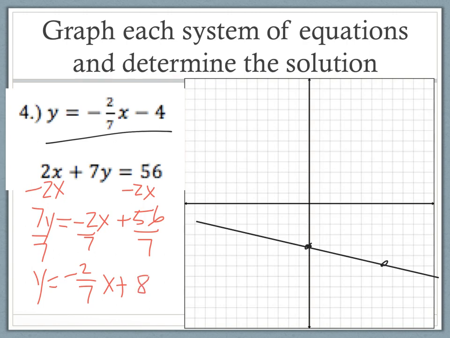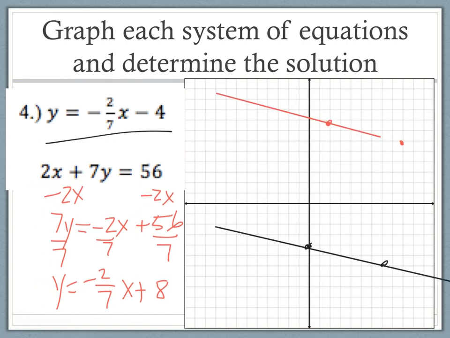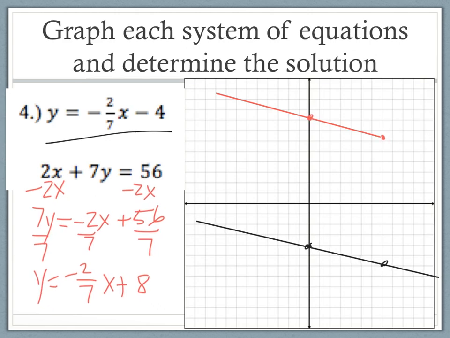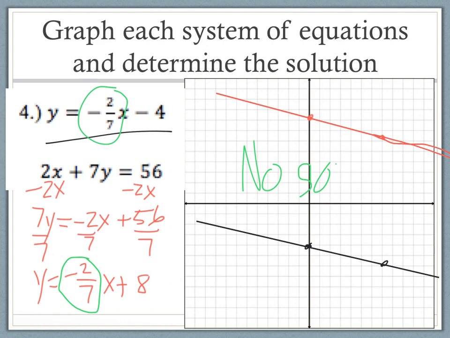If I go up 8, and I'm going to do that slope, negative 2/7, which is right there. Okay, now I'm going to make my line. And some of you guys might have noticed something once I make this line. I noticed that those 2 lines are parallel, and some of you guys might have noticed these slopes were the same. So since I have the same slopes, I know they're parallel. Since they're parallel, this is going to be no solution, since they're never going to cross.